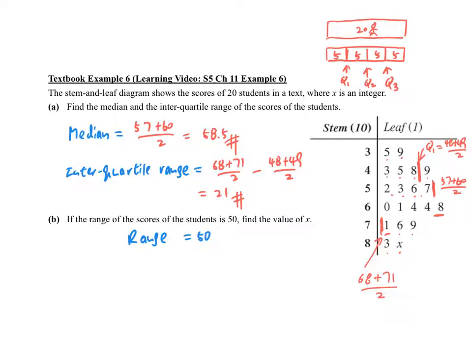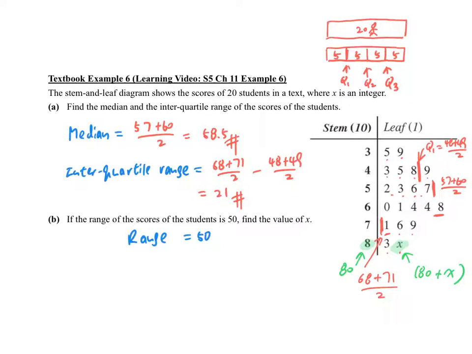For part B, you are given the range to be 50, and we'll let you find the value of x. X is the last data in the stem and leaf diagram. But be very careful with this value, because for the stem and leaf diagram, we have to look at both the stem and the leaf. The stem here stands for 80. That's why the number x here can be named 80 plus x.